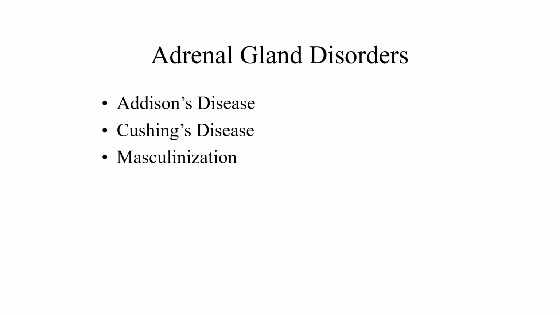Let's now turn our attention to some adrenal cortex disorders. They're on the bottom of page 13. We're going to talk about Addison's disease, Cushing's disease or syndrome, and finally masculinization. First of all, let me help you fill in the blanks in your course pack. Addison's disease is caused by a hyposecretion of aldosterone and or cortisol, while Cushing's disease is caused by hypersecretion, typically of cortisol.